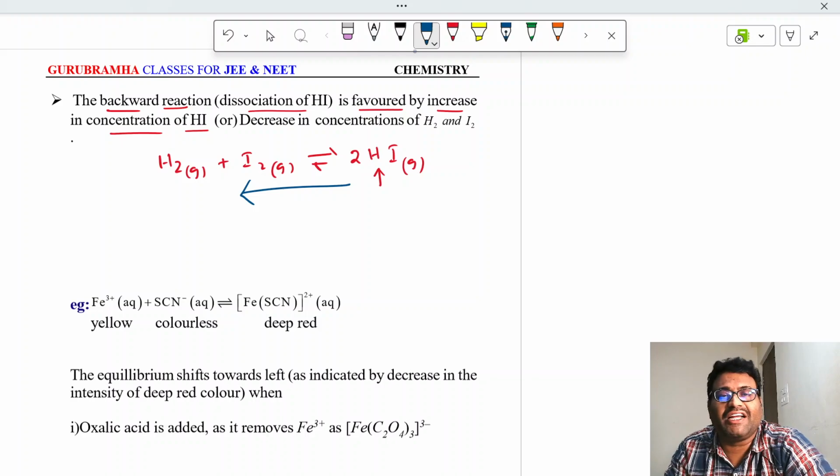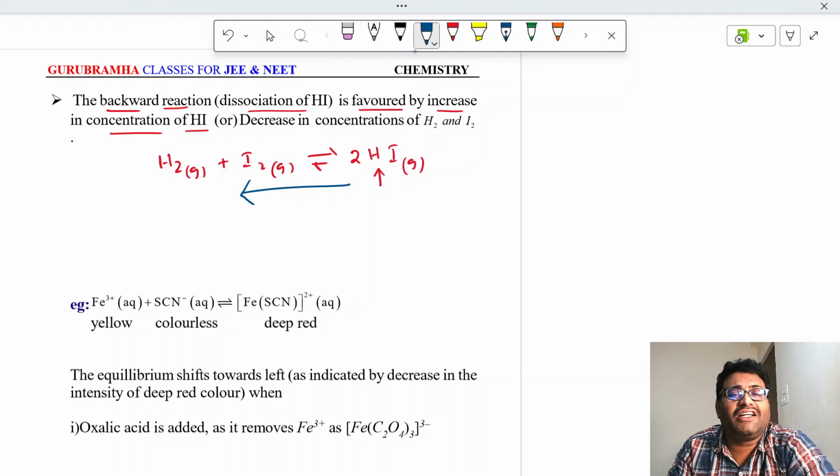The net backward reaction. Already I mentioned, in a reversible reaction both forward and backward reactions occur. If one of the rates is more, then we say that it is the net direction. Here the rate of backward reaction is greater than the rate of forward reaction, so we say that the net direction is backward. As we are moving to the left, we say that the equilibrium is shifted to the left.